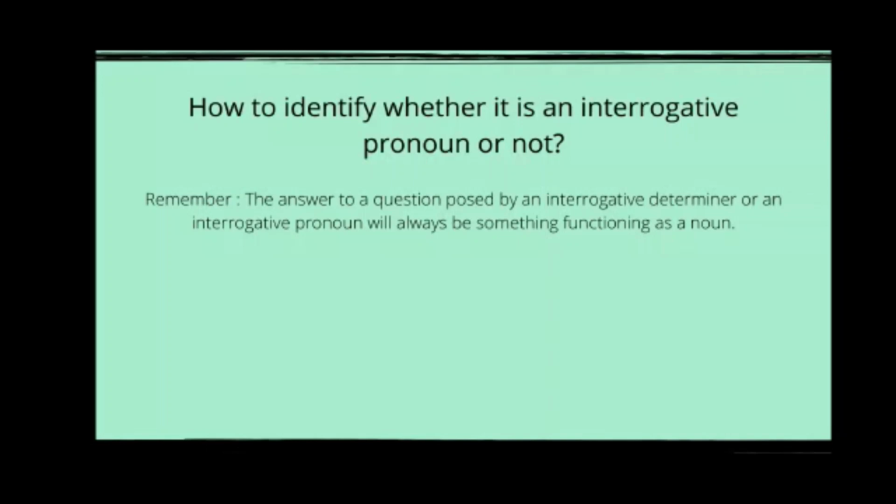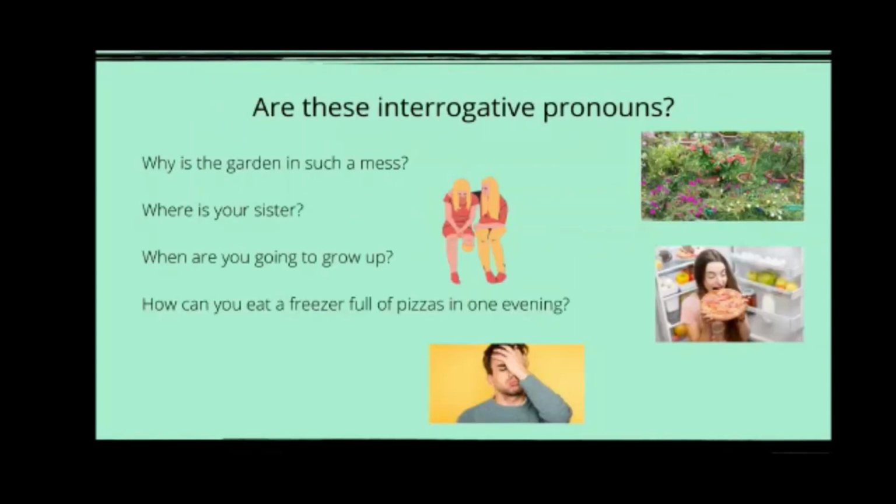As I told you, interrogative pronouns are the words used in place of nouns, and the answer to the question is also a noun. The answer to a question posed by an interrogative determiner or interrogative pronoun is something functioning as a noun. But for the questions we just saw, the answer we get is not a noun.